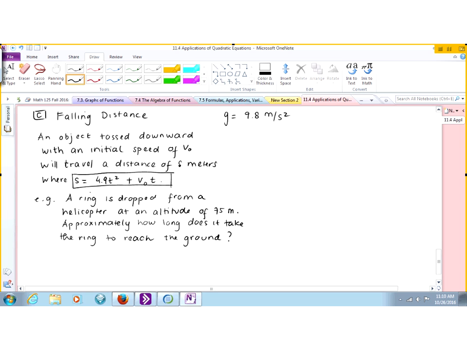So how would you answer this question? I'm going to use this formula. Any idea? So basically just substitute the value. So S is equal to 4.9 t squared plus v0 t. Right?